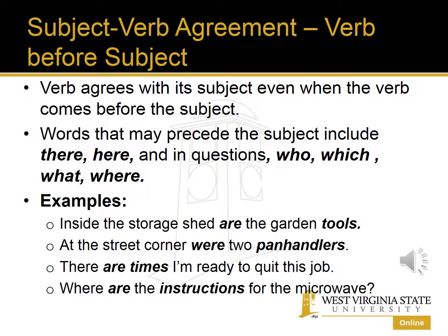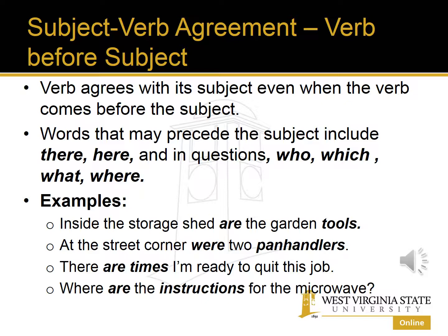The subject of the sentence is tools. Inside the storage shed is a prepositional phrase. It precedes the verb, and then the verb is in the second position in the sentence, and the subject's at the end. So tools, the subject, is plural, so the verb are must also be plural. At the street corner were two panhandlers. The same idea, a preposition comes at the beginning of the sentence instead of the subject. The verb comes next. Panhandlers is plural, so the verb also has to be plural, were.